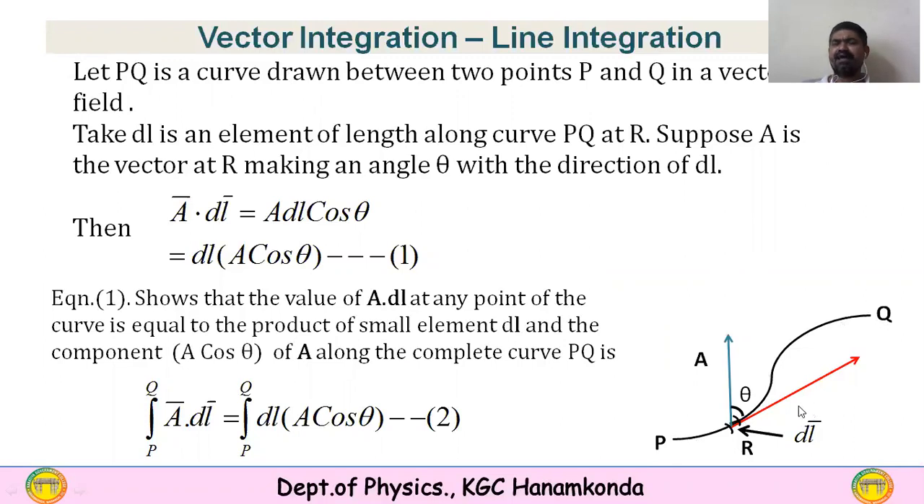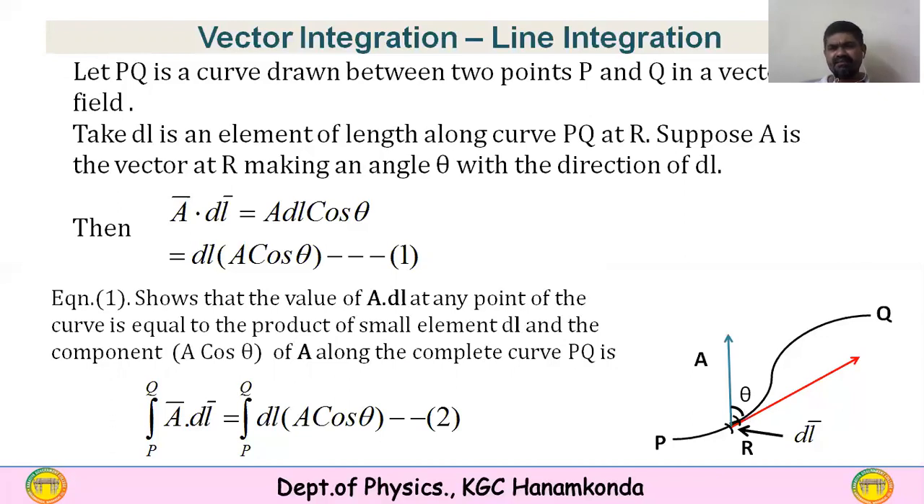The direction of the dl bar element can be found with the tangent which is drawn at dl bar. This tangent, the red arrow here, represents the direction of dl bar at point R. So this PQ curve is in vector field A. There at point R, the direction of the vector field is along this blue ray direction. Now you observe here, the blue ray and red ray have an inclination angle theta. Therefore, the angle between the vector field and the small length dl bar is theta.